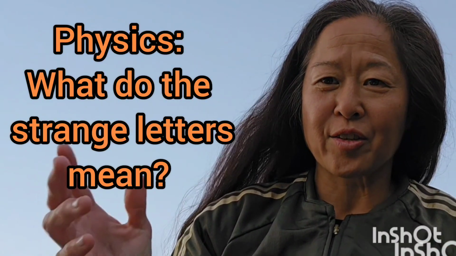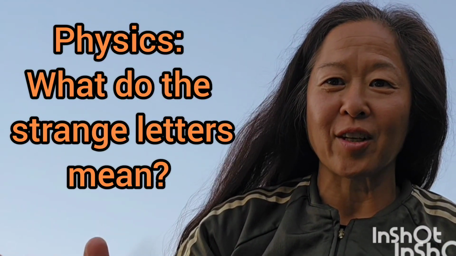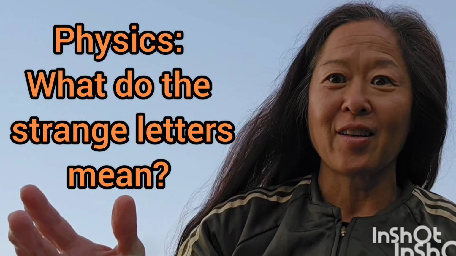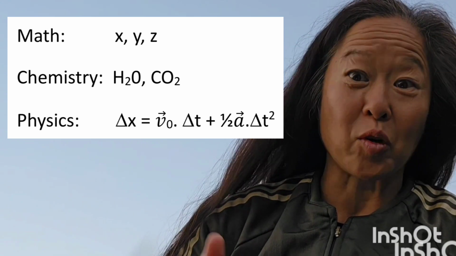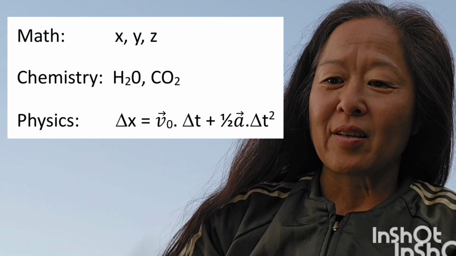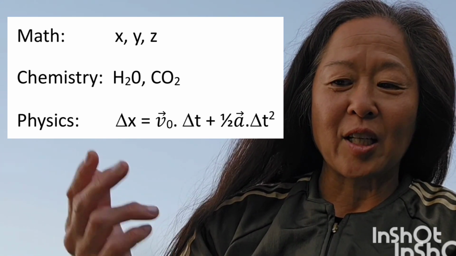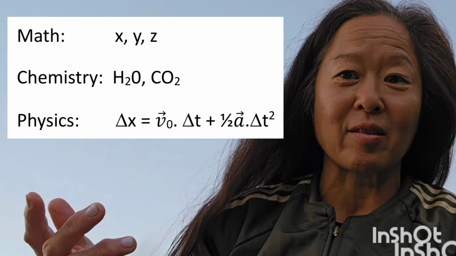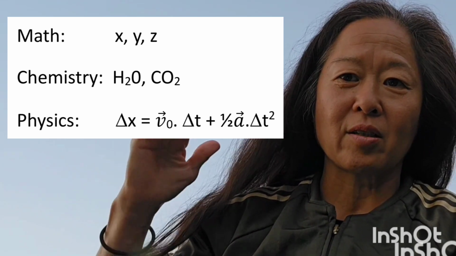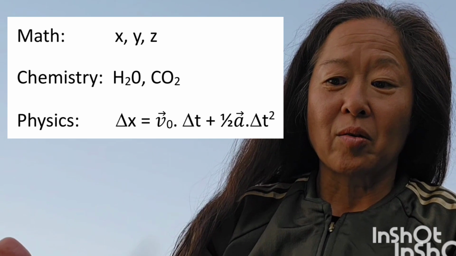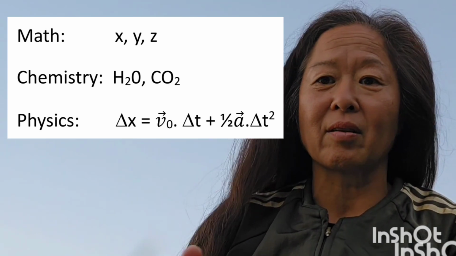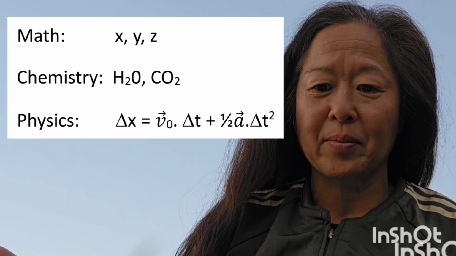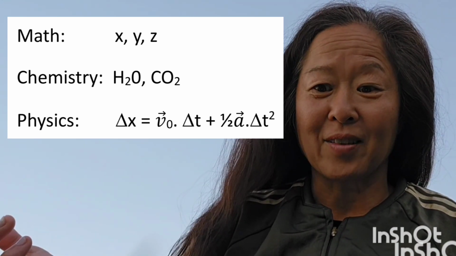Why are there so many strange looking letters and symbols in physics? In math, we had X, Y, and Z, or Z. Those were the variables. In chemistry, we had uppercase letters with subscripts and superscripts. Those are the elements. But now in physics, the letters look even stranger. What do they all mean?